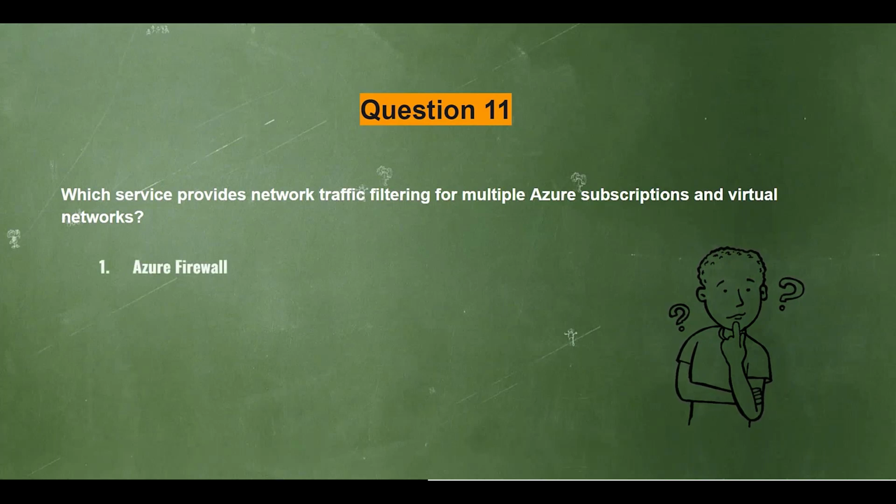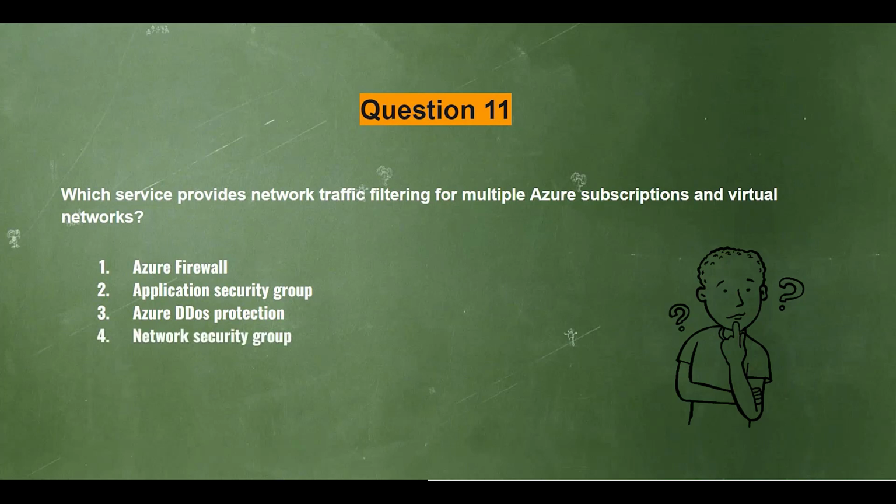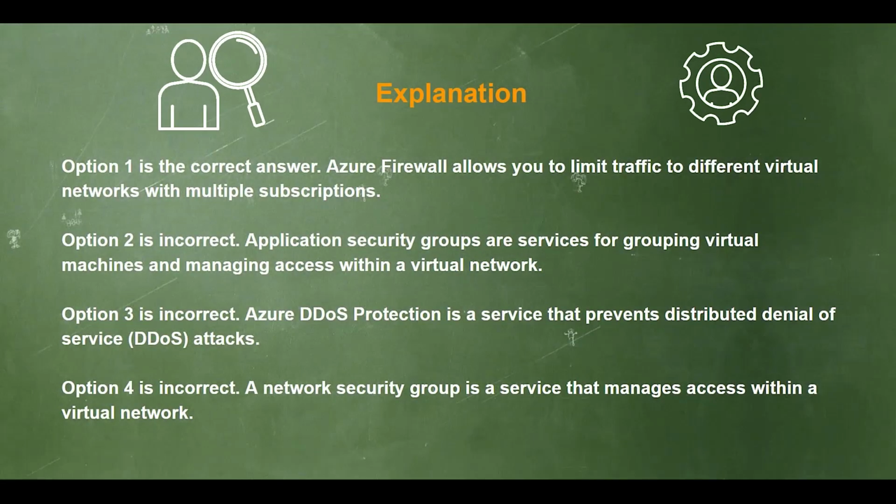Number 1. Azure Firewall. Number 2. Application Security Group. Number 3. Azure DDoS Protection. Number 4. Network Security Group. And the answer is option 1. Explanation. Option 1 is the correct answer. Azure Firewall allows you to limit traffic to different virtual networks with multiple subscriptions.